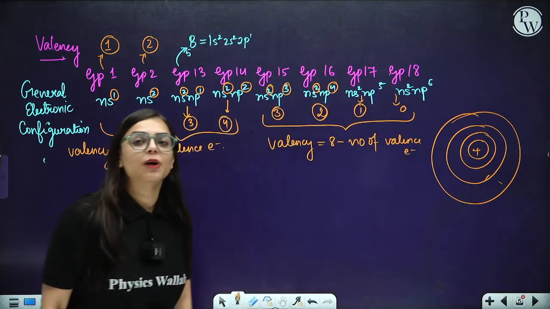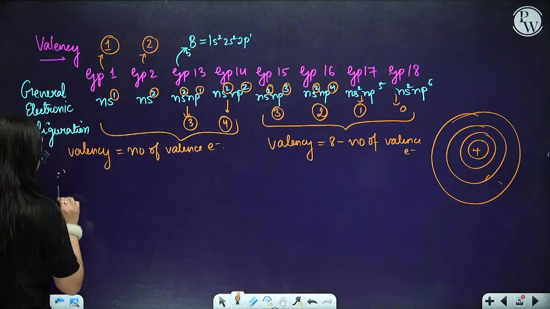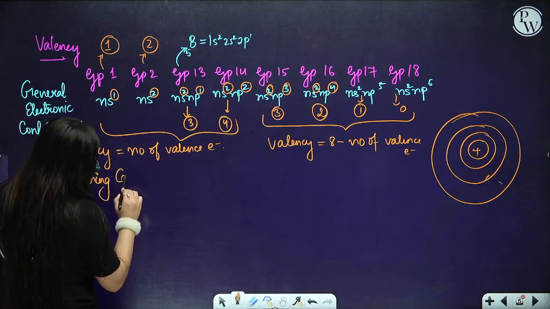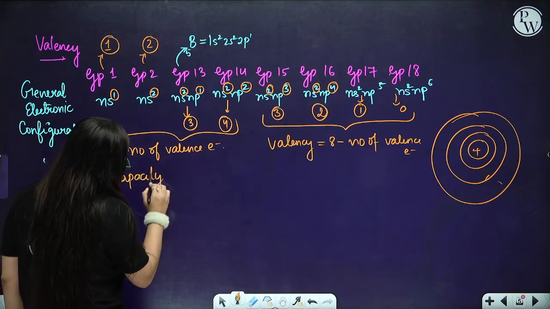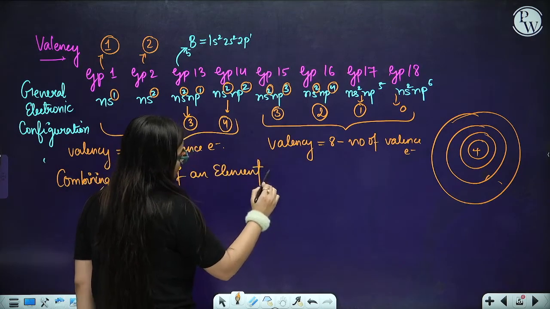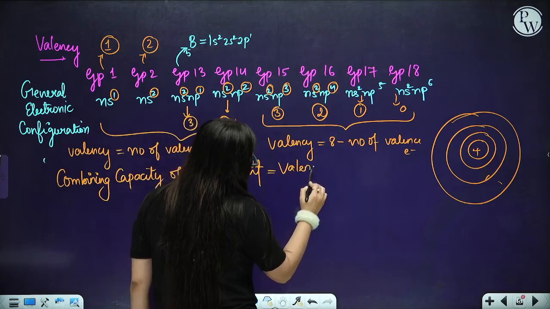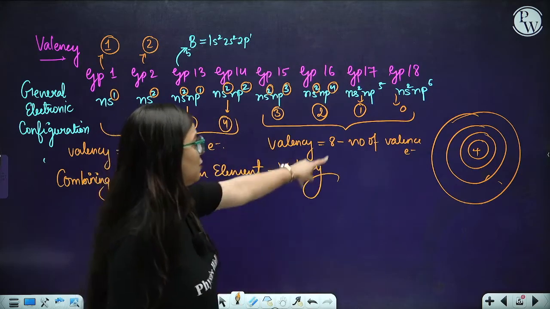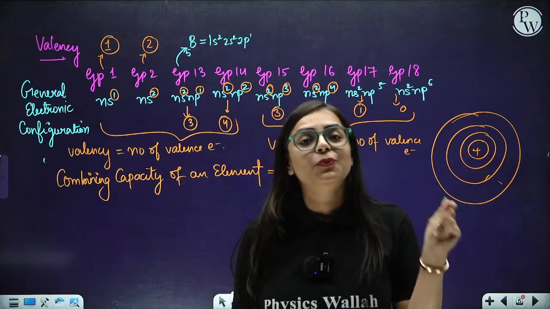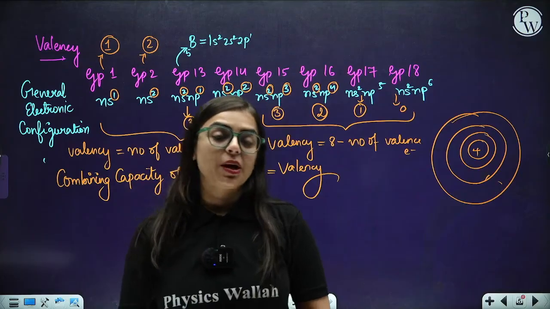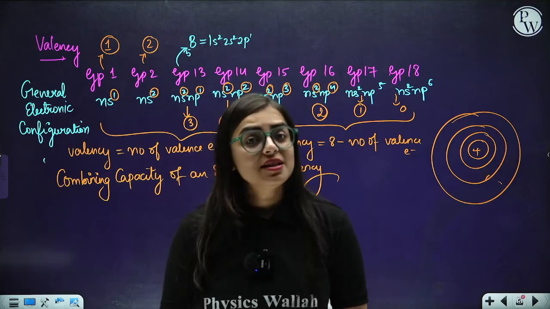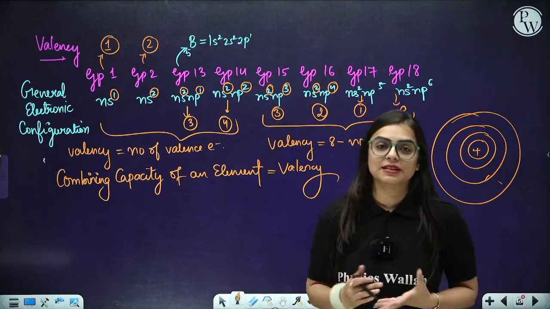Now coming back to my definition. What was my definition? The combining capacity of any element is its valency. So see here, in group number 18 the combining capacity is 0. That means no more elements will combine with it. That means its valency is 0, so nobody is going to combine with it. So this tells you about the combining capacity of a certain element.